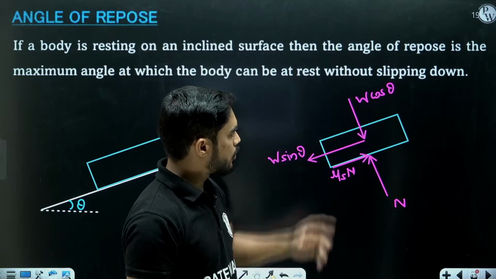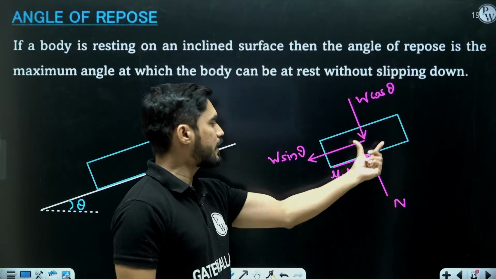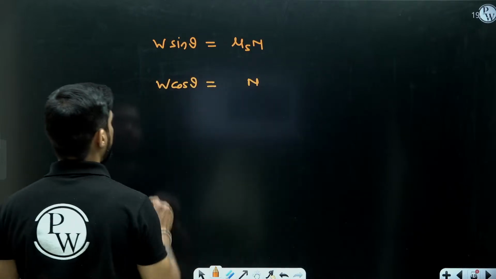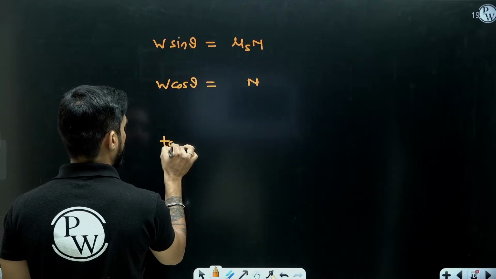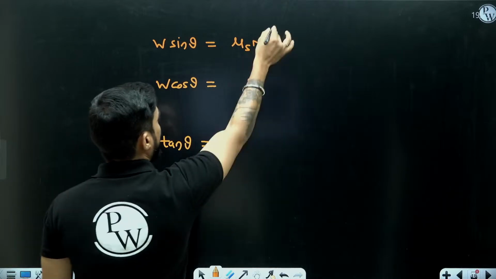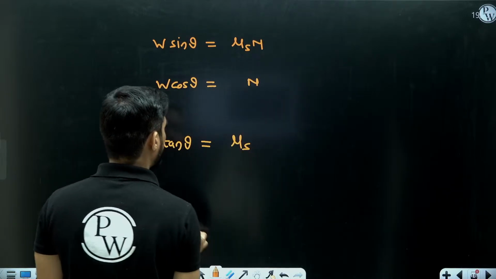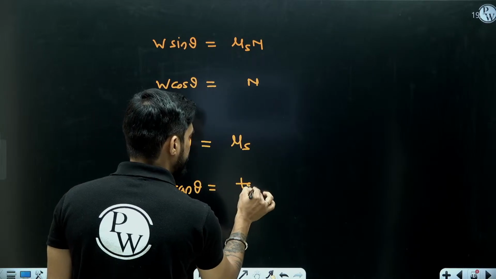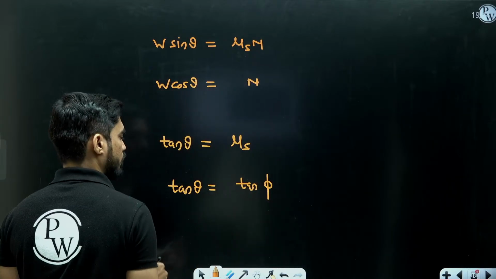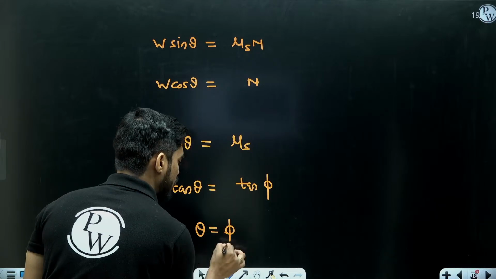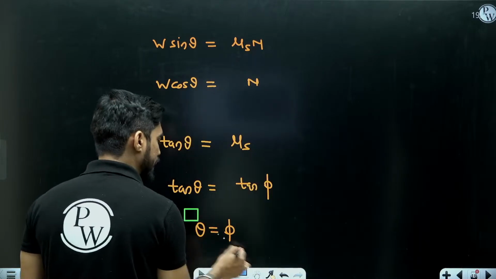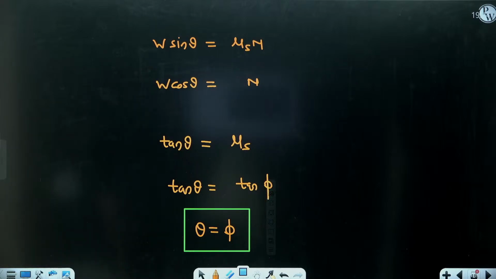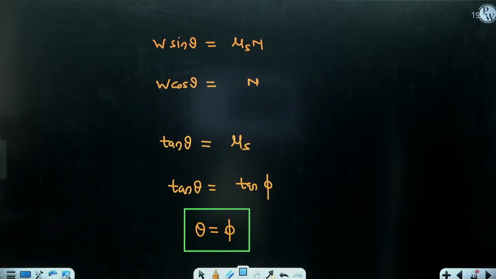So n and W cos theta will be equal, W sin theta and mu s into n will be equal. Now if I take the ratio of this, W and W will be cancelled. This will become tan theta, n and n will be cancelled. This will become mu s. Now what is mu s? Can I say mu s is tan phi? So theta will be equal to what? Theta will be equal to phi. So angle of repose is actually equal to friction angle.